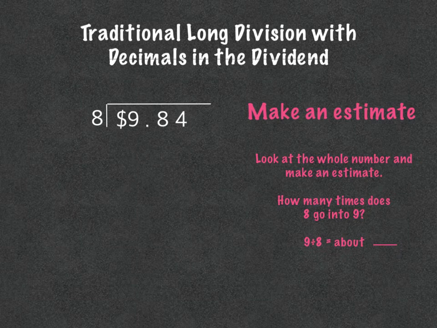So first, we're going to take a look at money. Money is often one of the most common places that you're going to see a decimal. So for this problem, it's $9.84 divided by 8. First of all, anytime we're working with decimals, it's helpful to make an estimation. So we're going to look at our whole number to make our estimate. How many times can 8 go into 9? 9 divided by 8 is approximately 1. Yes, we'll have a decimal, but we know that our answer should be about 1. And that's important because when we place our decimal, that will help us to see back to our estimate.